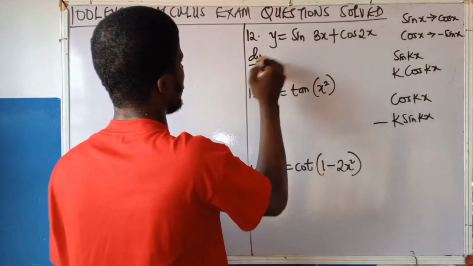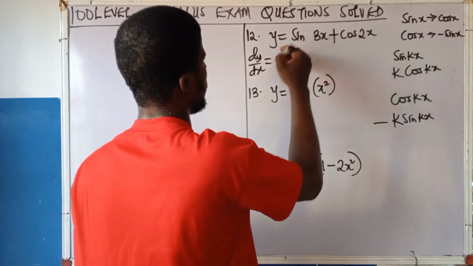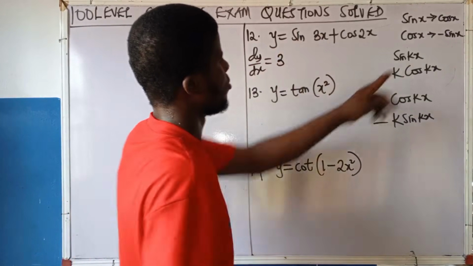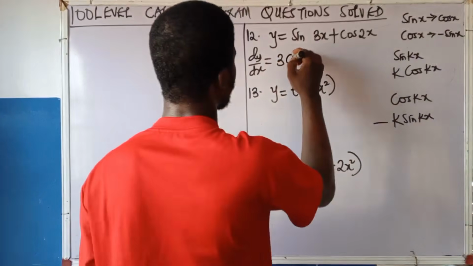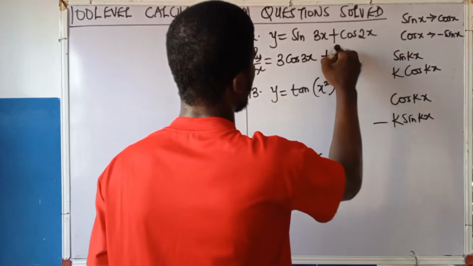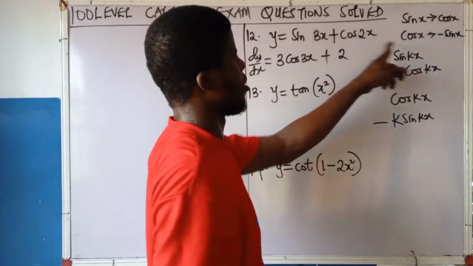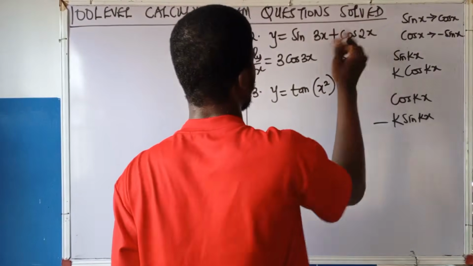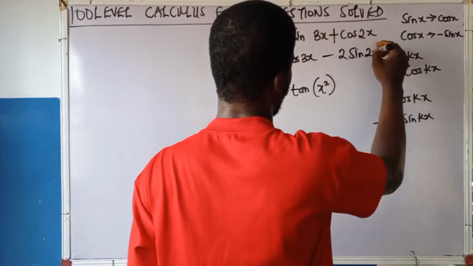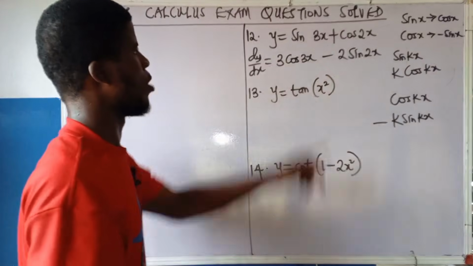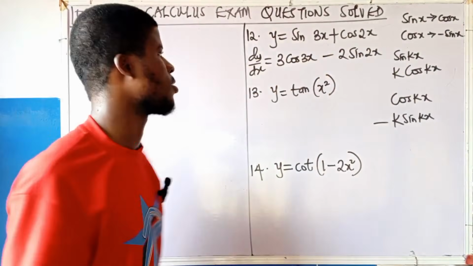So differentiate sin 3x. It means that dy/dx is 3 will come out. Differentiate sine to get what? Cos. Plus the 2 will come out. Differentiate cos to get what? Minus sine. Obviously, this one turns to a minus sin 2x. And that's the derivative of y equals sin 3x plus cos 2x.